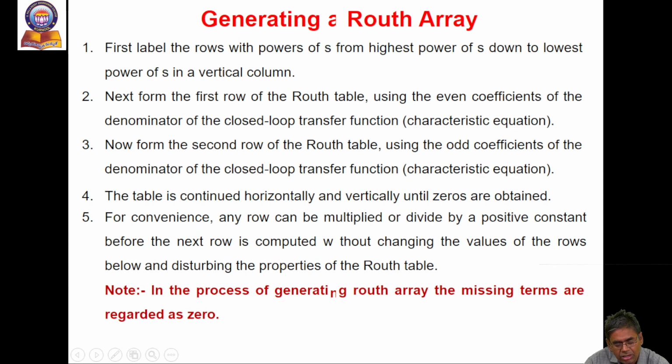The table is continued horizontally and vertically until zeros are obtained. For convenience, any row can be multiplied or divided by a positive constant before the next row is computed, without changing the values of the rows below or disturbing the properties of the Routh tabulation. This is the procedure for formulating the Routh tabulation. For generating the Routh array, any missing terms are recorded as zeros. If the s squared term is missing, then 0 times s squared is written in the characteristic equation.